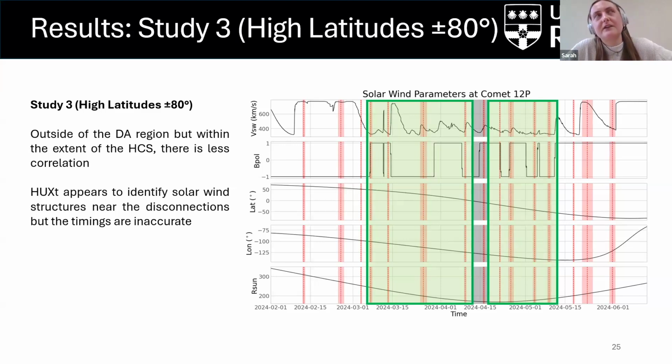Similar to study 2, we found that outside of the DA region, the correlation between the model and the observations is definitely less effective.